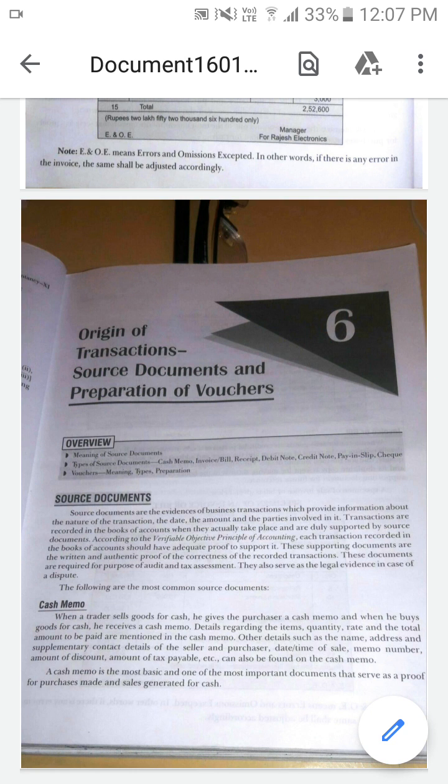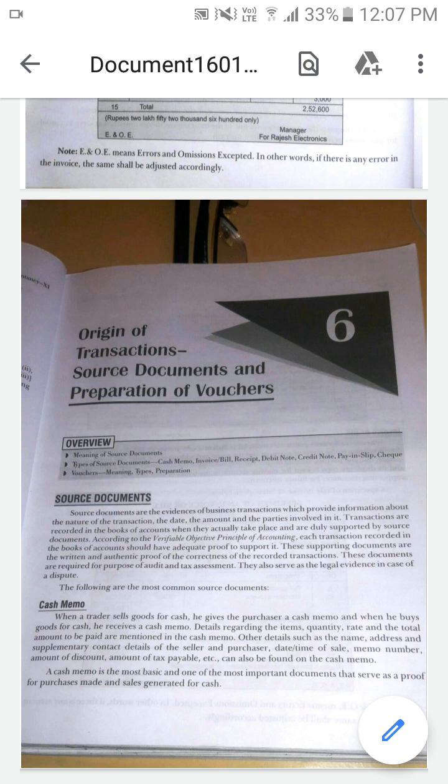It acts as evidence, and as adequate proof against any malpractices which arise between the parties. It is a very important proof for the transaction. Some of the most common types of source documents we are going to see. These are all the theory part.